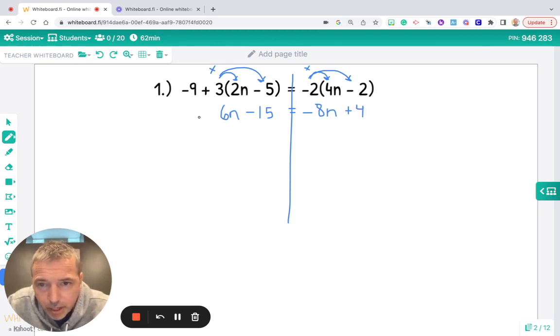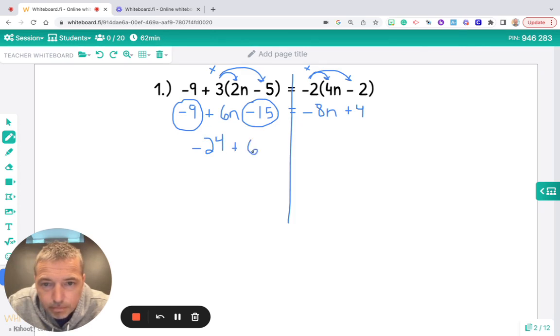So I distributed, but I had this negative 9 at the beginning, right? I got to bring that down as well. So now I look at both sides and I say, is there anything I can combine together or simplify here? Well, on the left side, I got two numbers without variables, right? These are like terms. I can add them together. So negative 9 plus negative 15 is negative 24. Okay, bring everything else down.